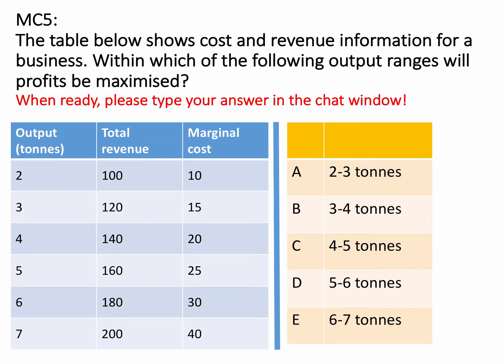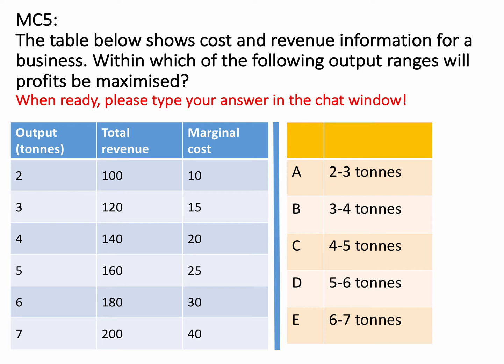And our fifth question in this little revision session on business costs. The table below shows the cost and revenue information for a business. Within which of the following output ranges will profits be maximised? Again, press the pause button if you want to think this one through or do some number crunching, and I'll reveal the answer for you in a second.